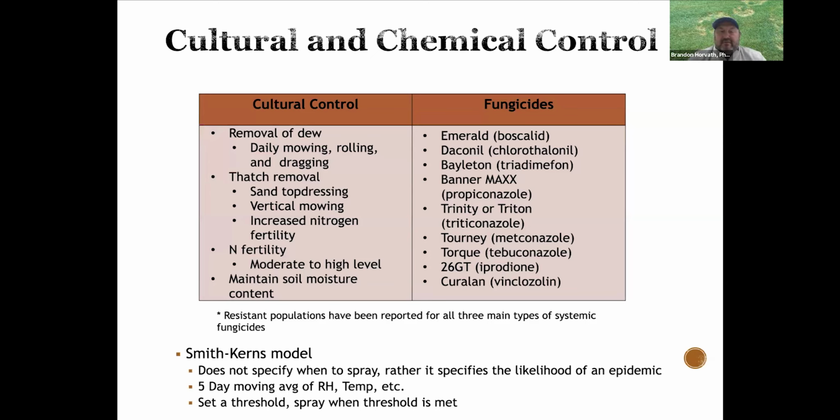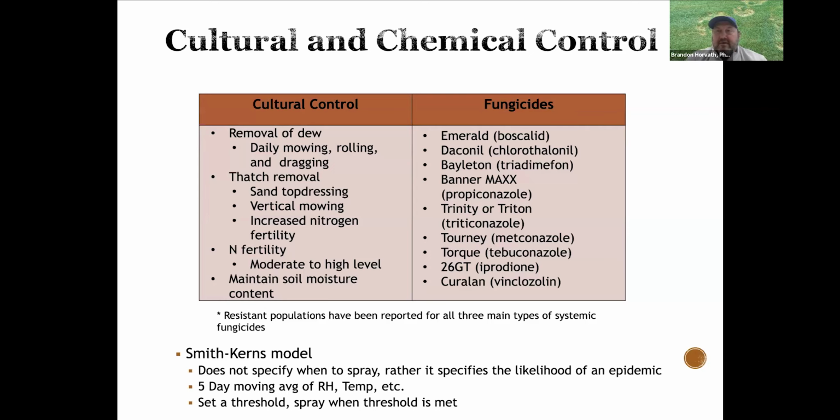And so certainly managing, alternating, rotating your modes of action is really important to getting good quality disease control from these various fungicides. And then the other thing that's happened, and I was part of a group that helped kind of ground truth the development of this model, the Smith-Kearns dollar spot prediction model, is that we have a predictive model that does a pretty good job of helping you plan when you need to spray a fungicide. And it basically relies on a 5-day moving average of relative humidity and temperature. And it specifies the likelihood of an outbreak or an epidemic.